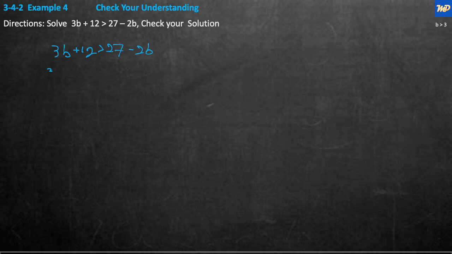So 3b plus 2b plus 12 is greater than 27 minus 2b plus 2b. Okay, so now we're going to simplify this. The 2b's on the right-hand side cancel, and we have the 27 left. On this side, we have 2 and 3, so we have 5b plus 12 is greater than 27.